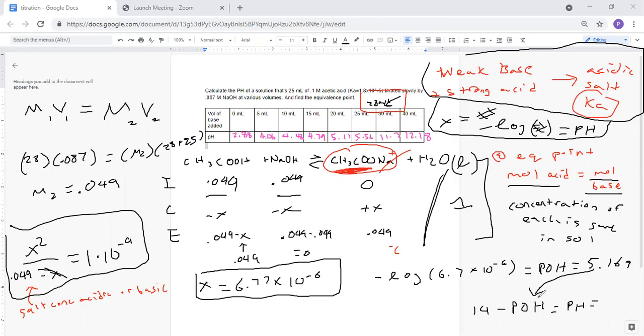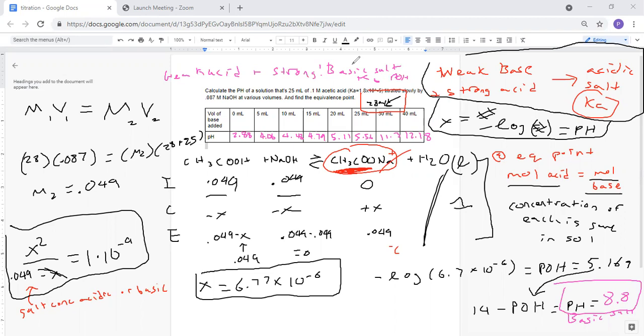This has been a long video. The pH becomes 8.8. And indeed, that's a basic pH. So it's a basic salt, it makes sense. So this was basically the titration of a weak acid and a strong base. It's going to give us a basic salt. And that's why we use Kb. And that's why at the end we get a pOH when we take the negative log of x.